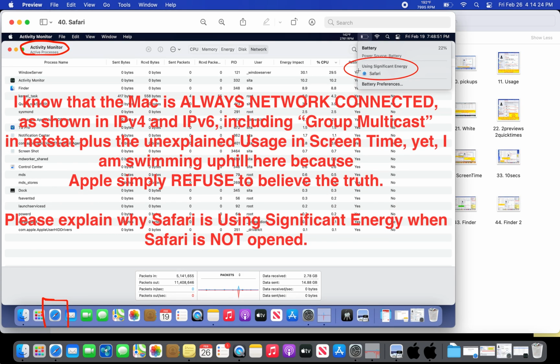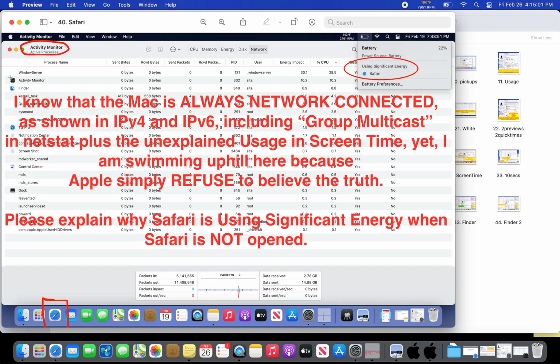Okay, there's Safari, and I'm saying Mac is always connected. I'm not straying from what I'm saying. There's Safari using significant energy, but Safari is not even open here. Why is that? I'm not certain. Like I mentioned before, if it's still running in the background, you'd have to force quit it. And like I said, when I force quit, it's still running. So my thought is common sense says Safari is using significant energy here, but it doesn't show up here.